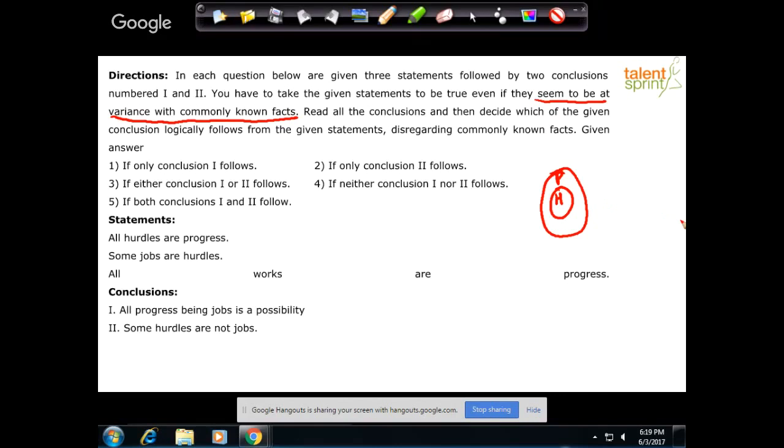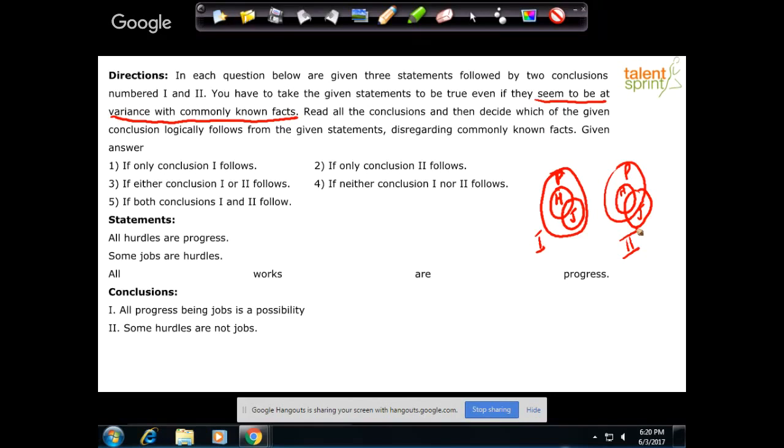Then some jobs are hurdles. The minute we say some jobs are hurdles, this is possibility 1. Another possibility that may arise here would be probably this and this. So this would be progress. This would be hurdles. This would be job. Remember that there are many possibilities that are possible.